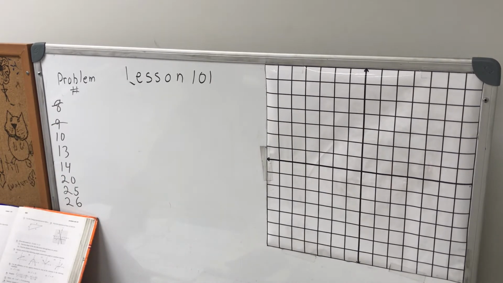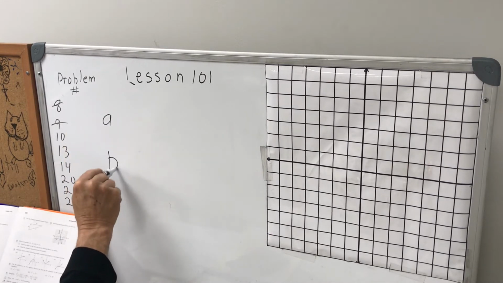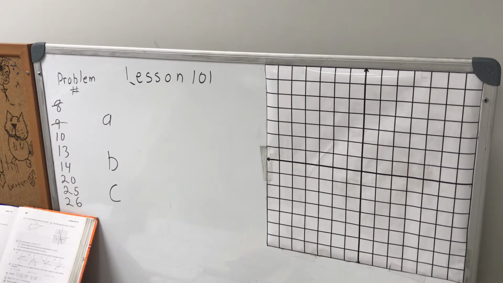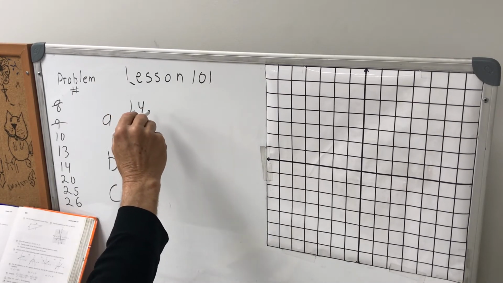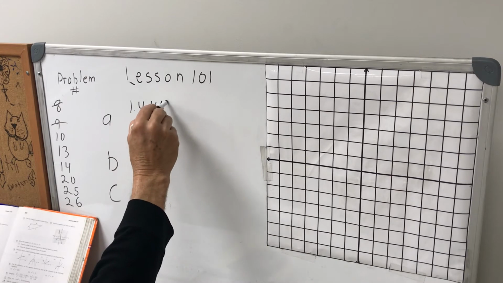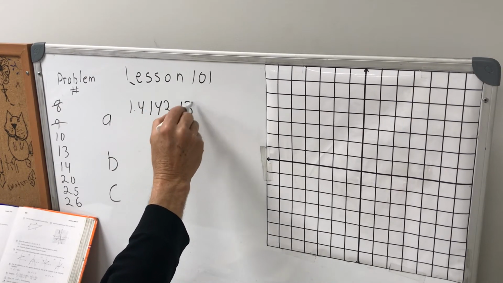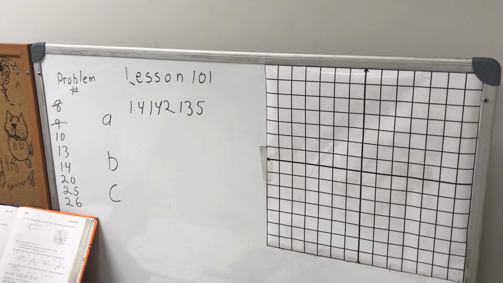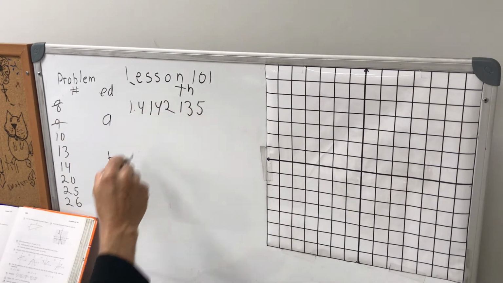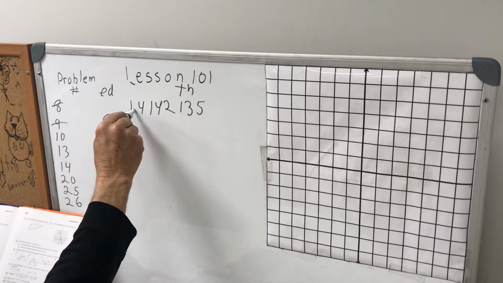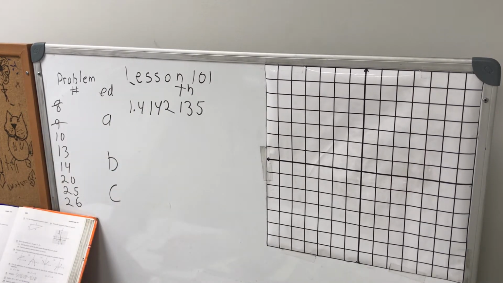Number 10, you have to have a calculator that has a square root on it to solve for this one, but we have A, B, and C. If I push my 2 and the square root, it is 1.4142135. Do you remember yesterday when we talked about the ED and the TH? ED is on this side of the decimal, and the TH is on the right side of the decimal.